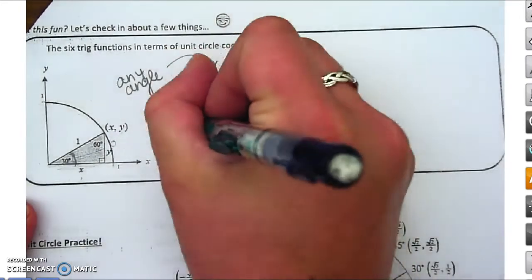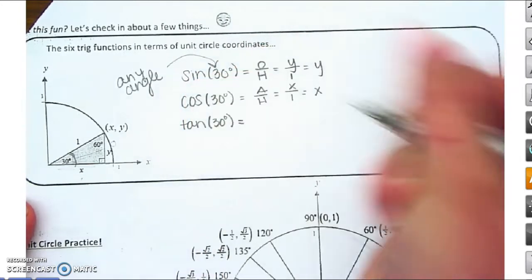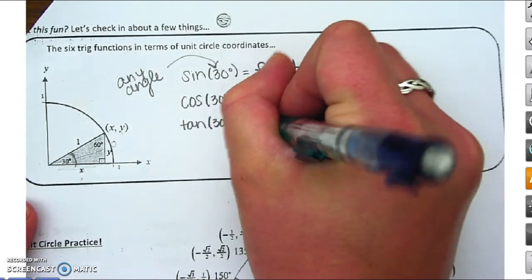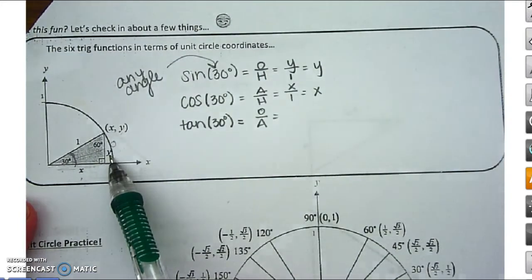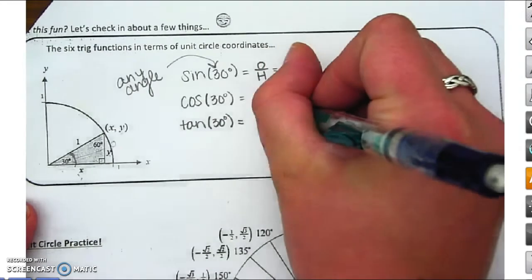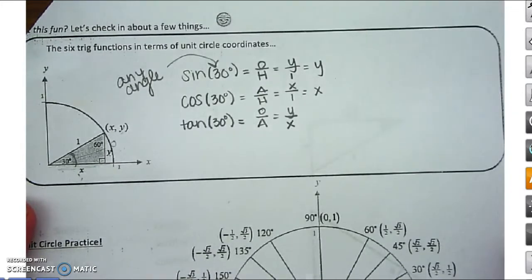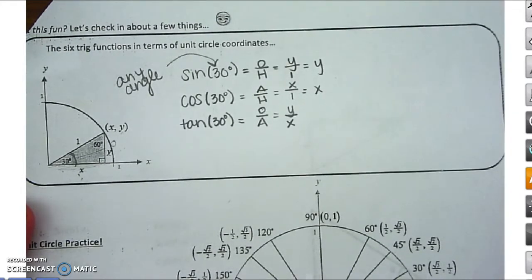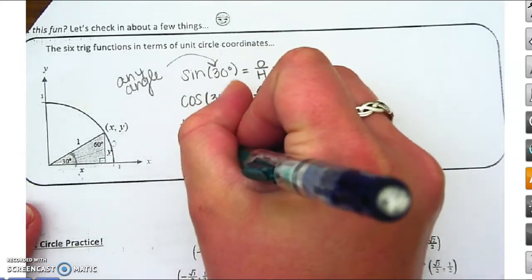Lastly, tangent. Remember TOA would be O over A. So in this case, opposite we have y, and adjacent we have x. So this would be y over x. Let's see what this would look like. So let's look at an example for tangent.